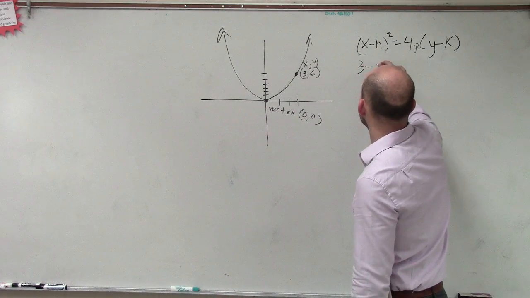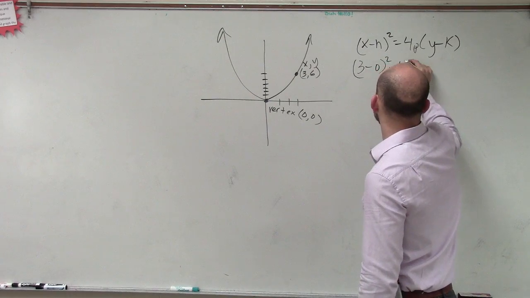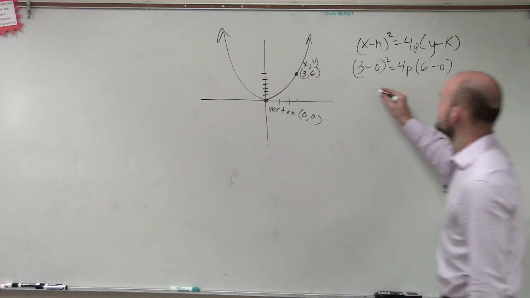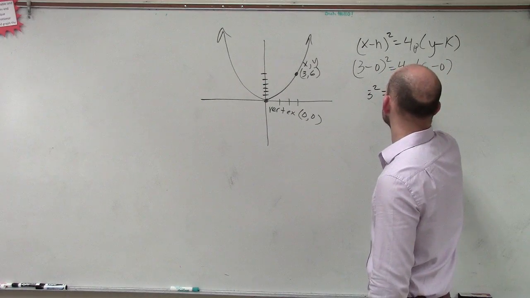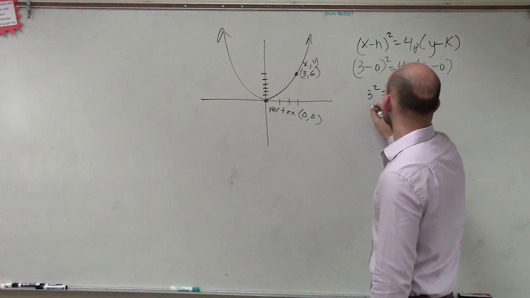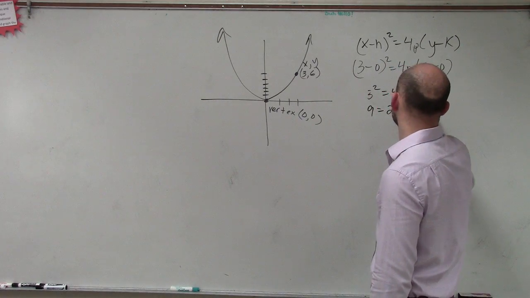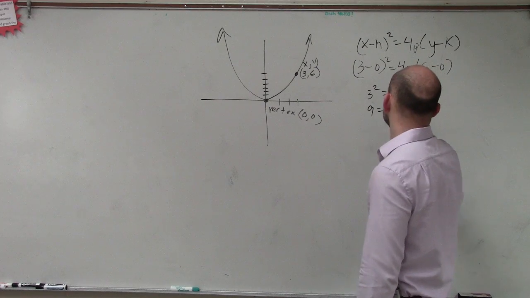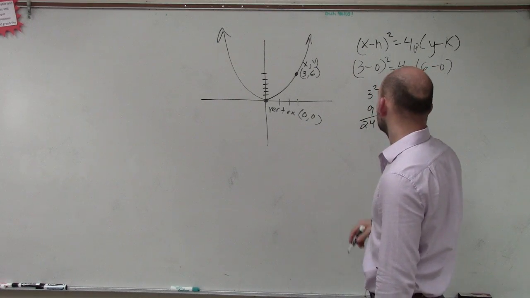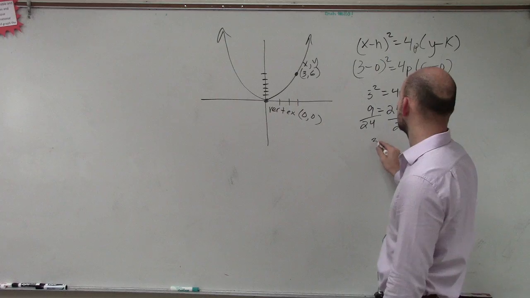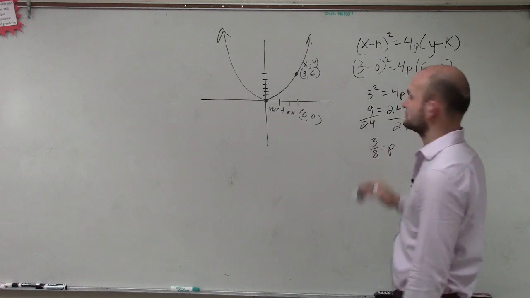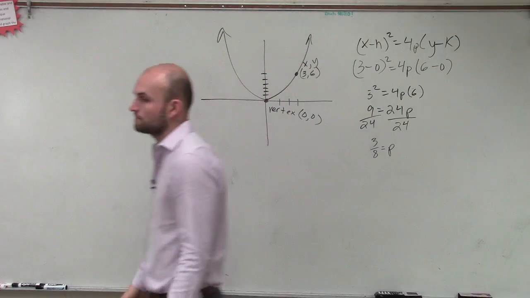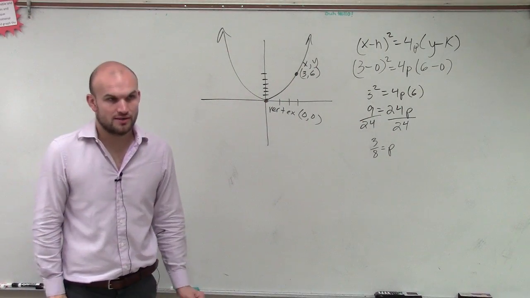So I say 3 minus 0 squared equals 4p times 6 minus 0. So therefore, we obviously have 3 squared equals 4p times 6. 9 equals 24p. Divide by 24. So 3 goes into 3/8. Yes? Just checking my math. Okay, so now we know what p is, right?